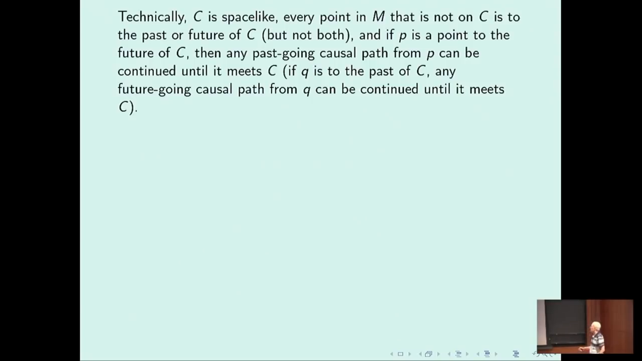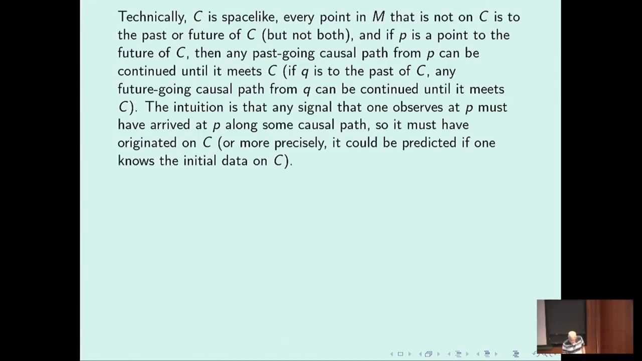And there's a technical statement that needs a little more explanation. If P is a point to the future of C, then any past-going path from P can be continued until it meets C. And conversely, if Q is in the past of C, a similar statement holds. So the intuition: to make physics determinable from what there was on C, it must be the case that any signal you get at P must have somehow come from C. Well, how did a signal get to P? It got to P on some causal path.